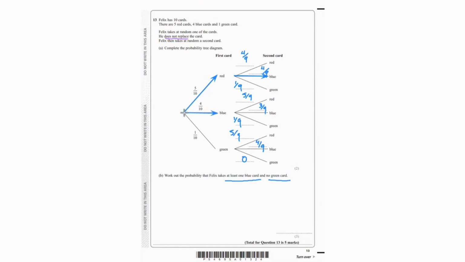So this is one of the possibilities. Then he can have a blue and a red. He can have a blue and a blue. Then that's it, because we don't need any green cards. So the third branch is already about green, so we can't use that. And over here, wherever there's a green card, we can't use it because it says no green card.